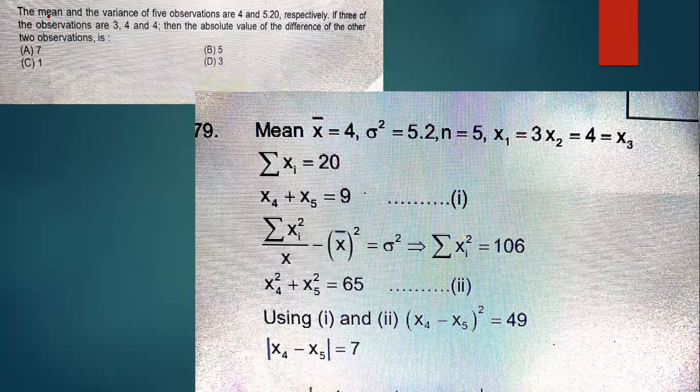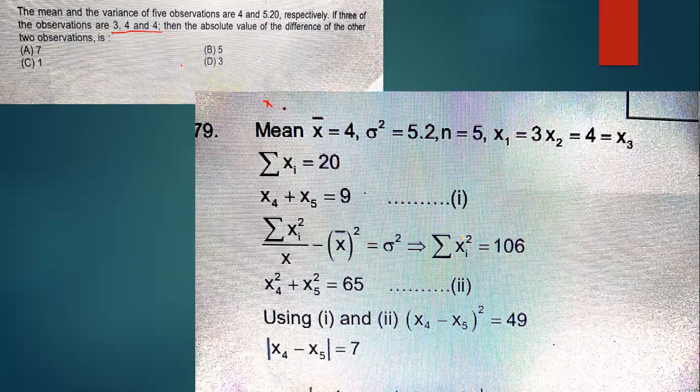The mean and the variance of 5 observations are 4 and 5.20. Variance is given. If 3 of the observations are 3, 4 and 4, then the absolute value of the difference of the other two observations is asked. So how many observations are there?